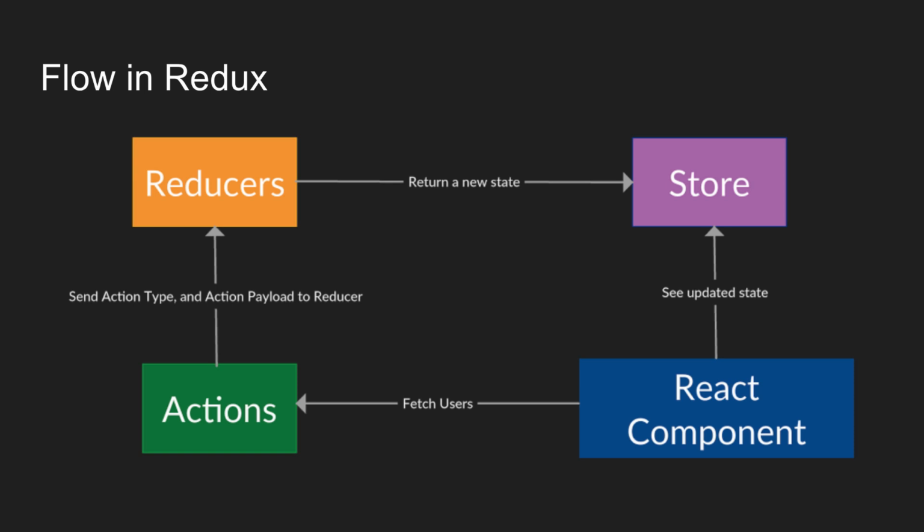So now when the user presses the fetching users, it will show an activity indicator to show that it's fetching from an API. So the reducer is taking care of changing the state accordingly and returning a new state to our Redux store. Our React component is subscribing to the store, so it will see the updated state and it will then show the activity indicator.